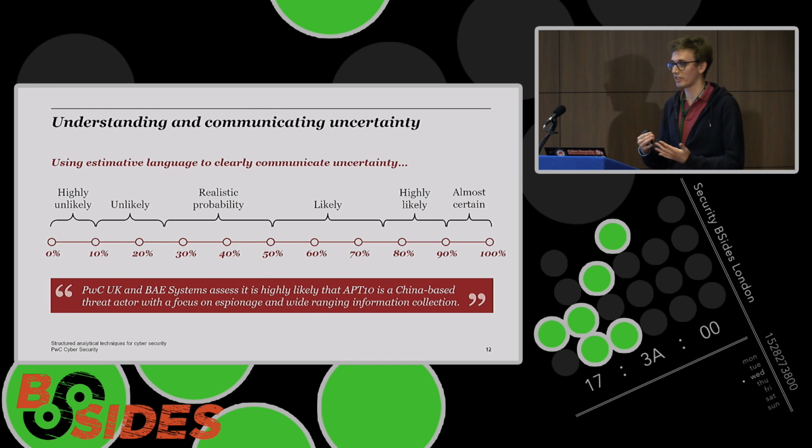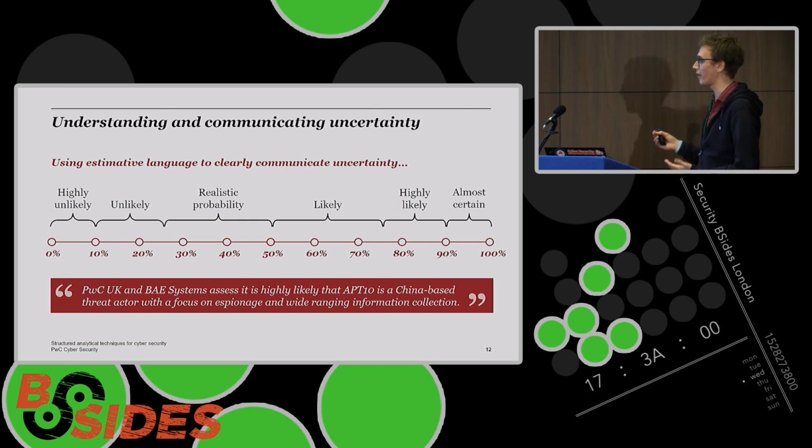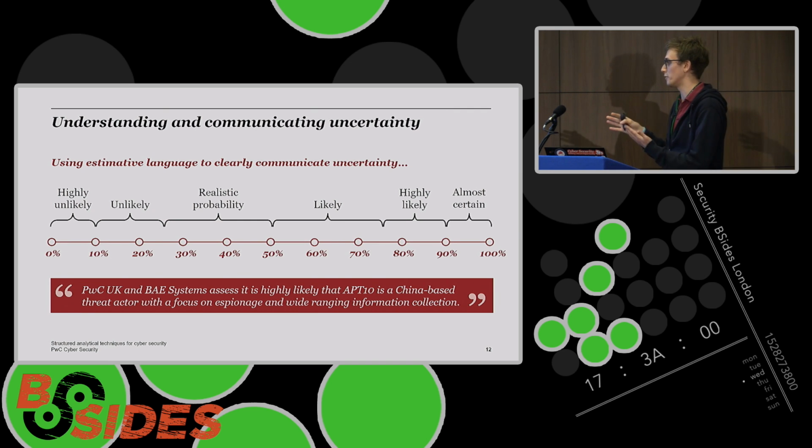When we actually use that in reporting, we do two things. You can see an example down at the bottom: PwC UK and BAE Systems assess it as highly likely that, blah, blah, blah. First of all, we're being really clear that what we're saying is an assessment, so it's not fact. And secondly, we're adding a term to show how confident we actually are in that assessment. We say we assess it's highly likely, so that means we think it's between 75 and 90% chance. And then we go on to talk about other things.